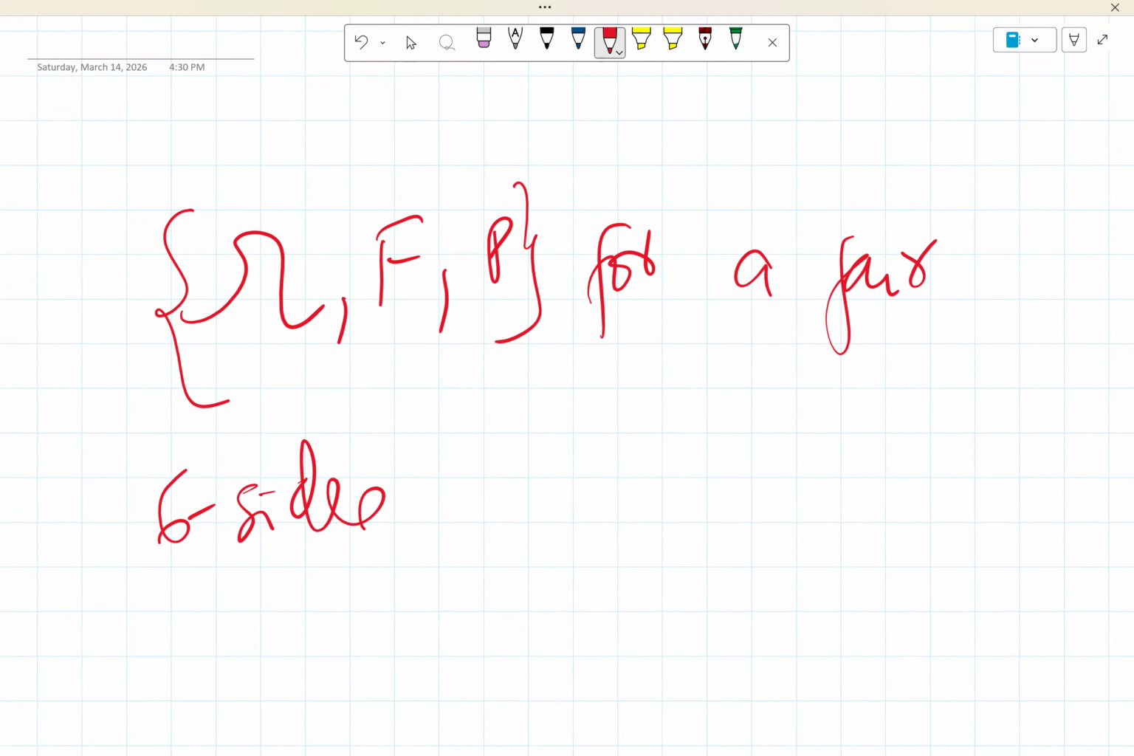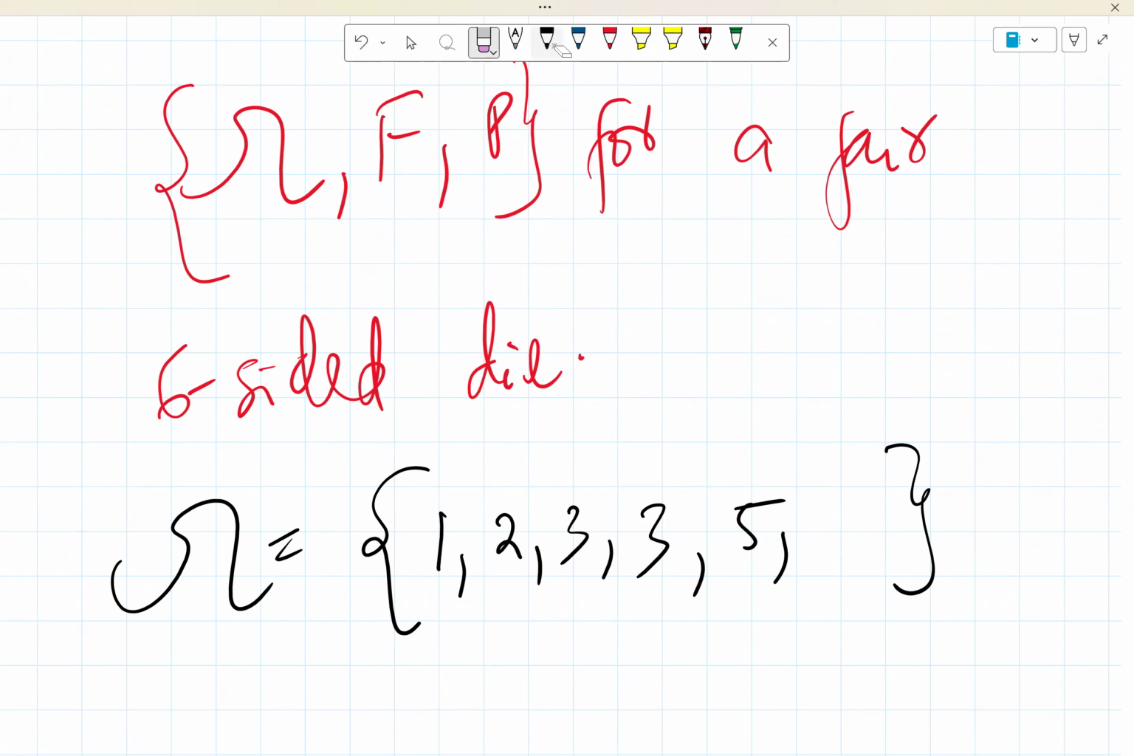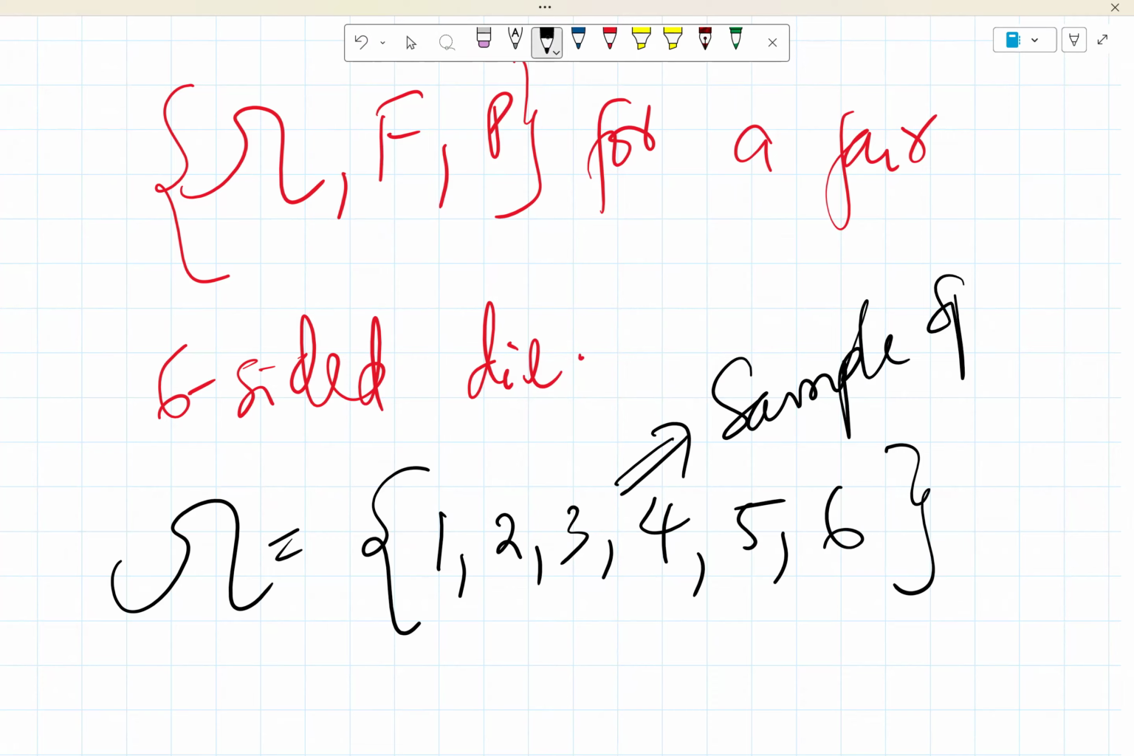Because it is fair, though. If it is unfair, maybe three is the winning number. Somebody might have tampered with four and made it three. Somebody might have tampered with six and made it three. That would be unfair, right? But if you have a fair die, you have one, two, three, four, five, six. So this is the sample space.